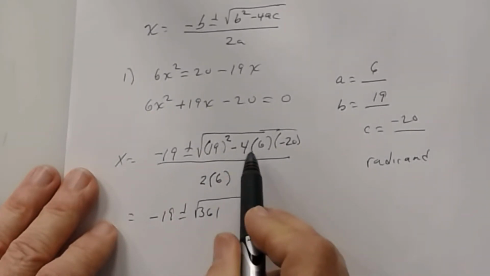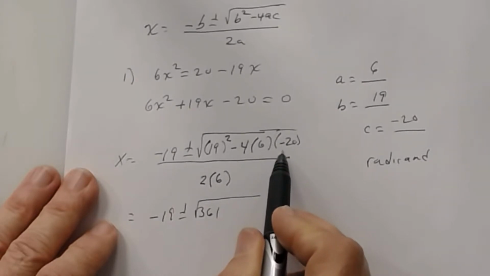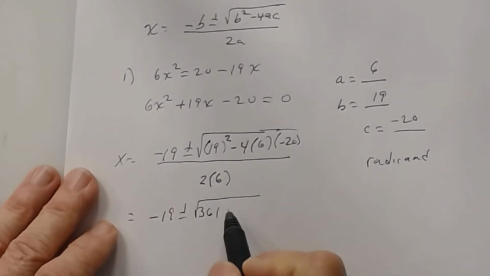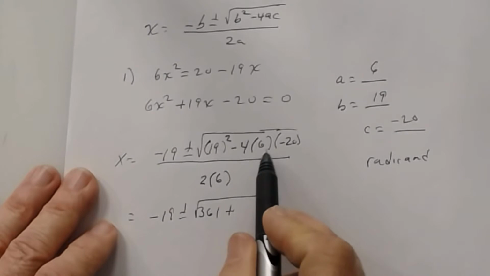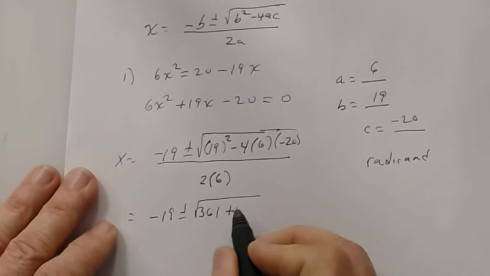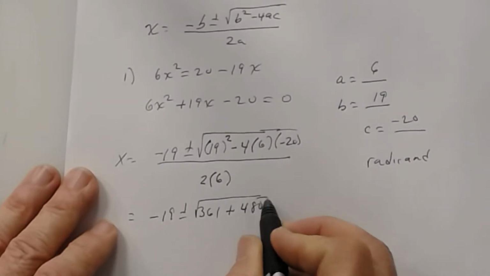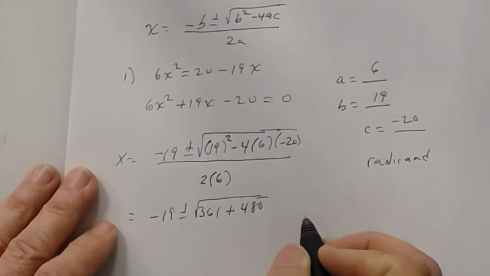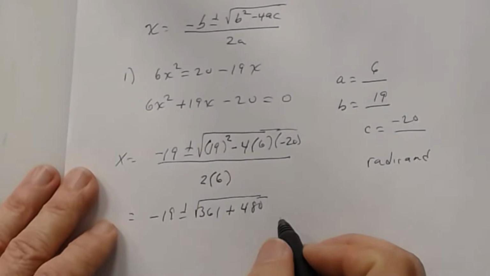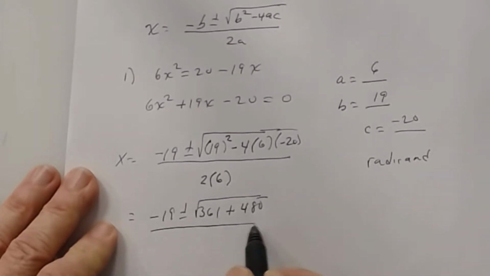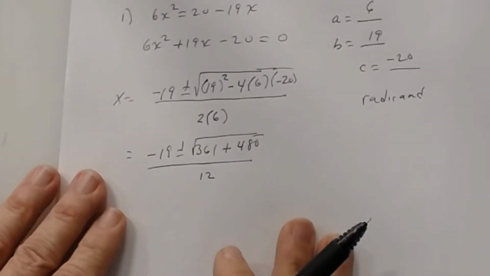A negative times a positive times a negative is a positive. 4 times 6 times 20 in your calculator, what's that? Positive 480? Is that what y'all have? I'm just writing what someone told me. 480, all over 12. All right, so that's where I'm at. Okay?